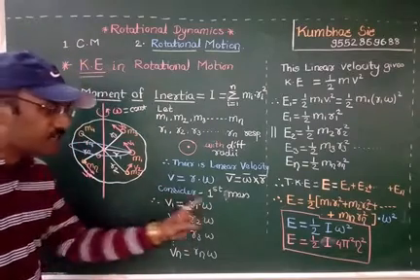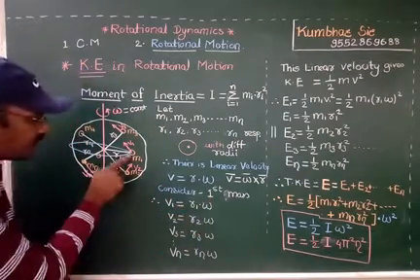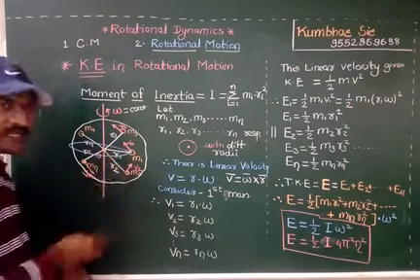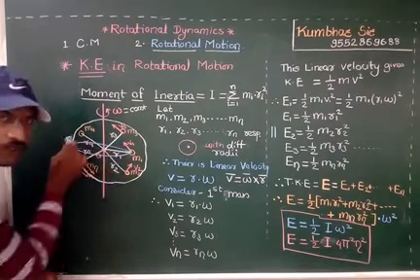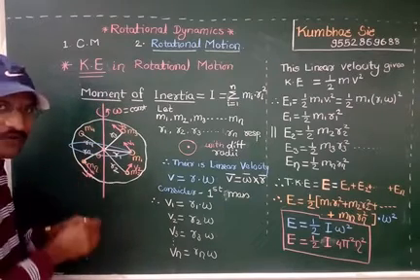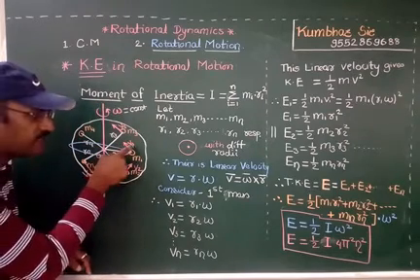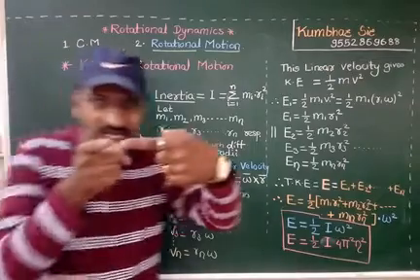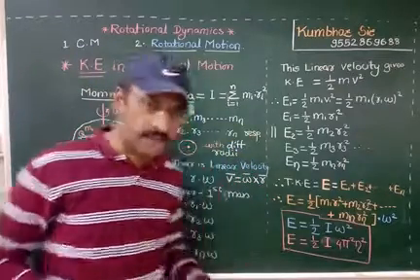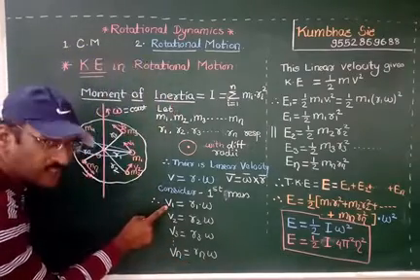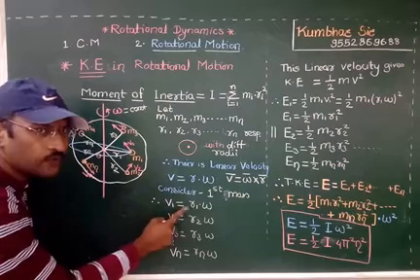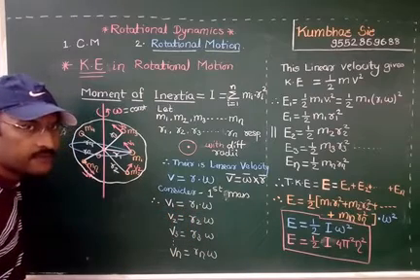Now consider the first particle whose mass is m1 situated at a distance r1. This particle is performing a circular motion due to this rotational motion. Hence the linear velocity of this particle is v1. But physics says that this linear velocity is always tangential to the circular path. Hence the linear velocity of the first particle is v1, and v1 equals r1 into omega.